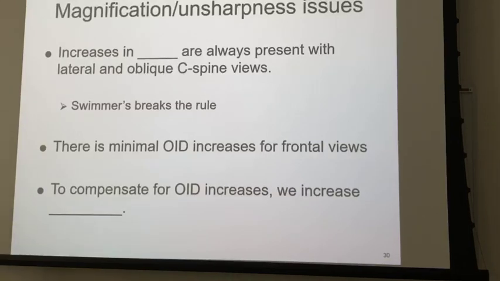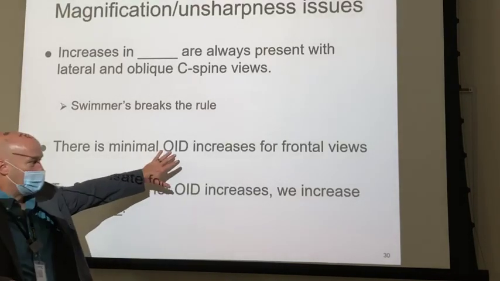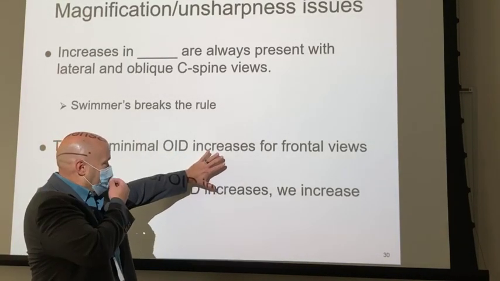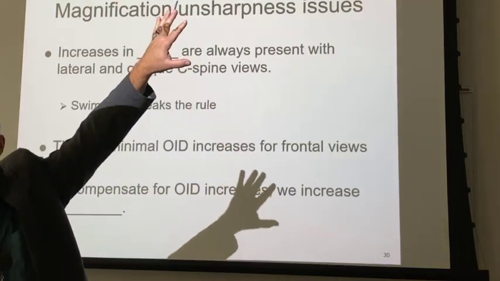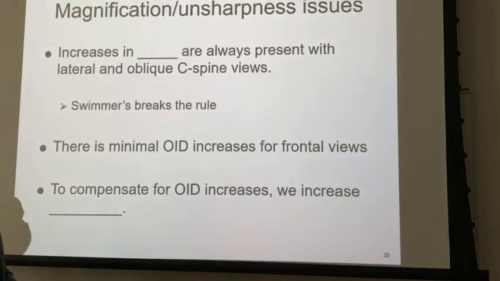There are times that we can't have a very low OID. We want a low OID so that we have an image size more similar to the object size, without any magnification issues. But when we have an increase in OID, we get a decrease in sharpness, recorded detail. It gets blurry, right? We can overcome some of that by increasing SID.